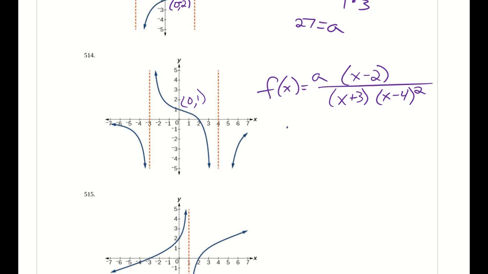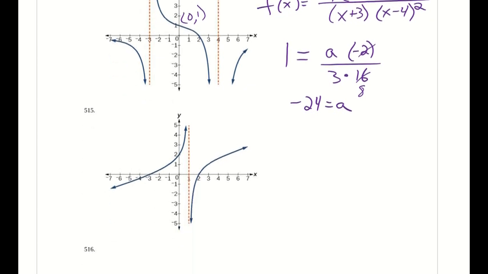If we substitute 0 into the function, we should end up with an output of 1. So 1 is equal to a times -2, because 0 minus 2 is -2. 3 times 4 squared is 16. So we can factor out a 2, and we'll multiply both sides by -24. So our a is going to be -24.